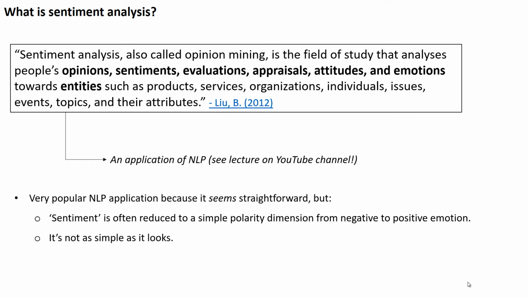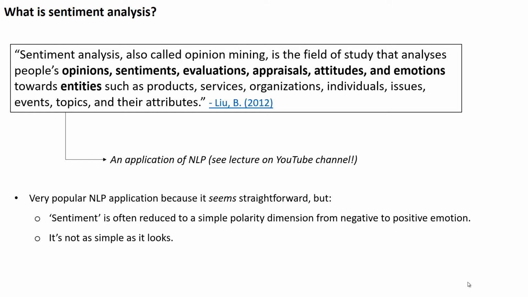First, sentiment is or could be a very complex construct, but it's often reduced to a very simple polarity dimension from negative to positive. What do I mean by polarity dimension? Well, I mean that in most sentiment analysis modules or packages that are available, they give the text a score between -1 and 1, where -1 stands for a very negative text and 1 for a very, very positive text. But the question is: is this a good and valid translation of what Liu Bing calls opinions, sentiments, evaluations, appraisals, attitudes, and emotions?